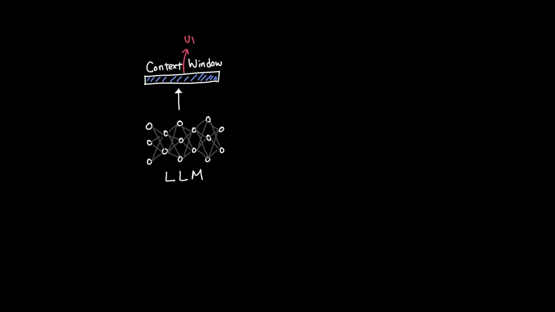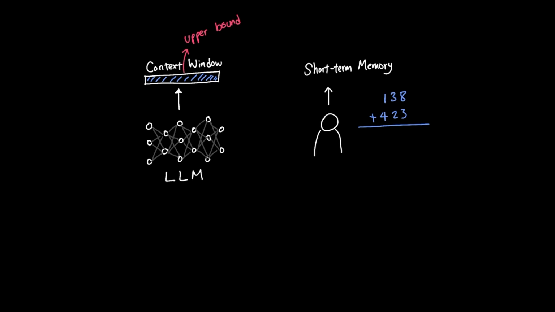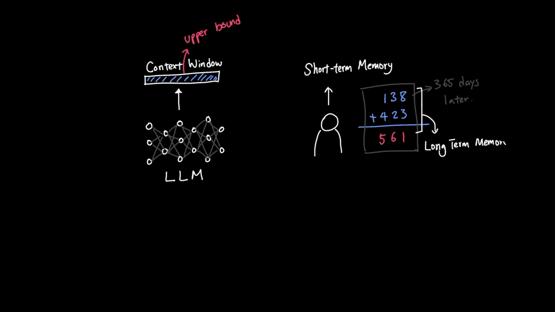Context window is essentially the upper bound in what the LLM can keep track of at a given moment. And similar to how short-term memory works, if I asked you to add the following numbers, 138 plus 423, you'll commit these numbers in your short-term memory to come up with an answer, 561. But if I asked you a year from now what the answer was, you will most likely forget it because it's not committed to your long-term memory.